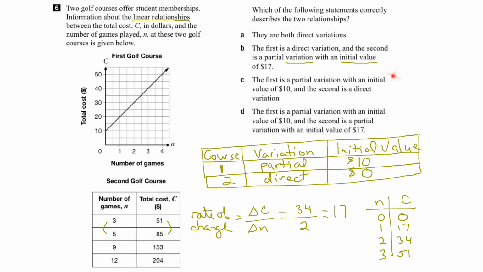So let's go through our statements to see which one is true. And indeed, C is the right answer. The first course is partial variation with an initial value of $10, and the second is direct variation.